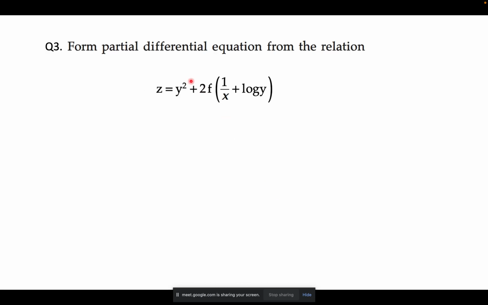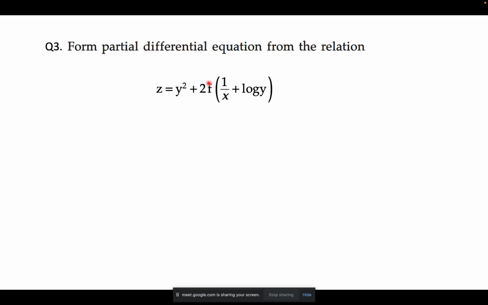Okay, so here in question 3, I have given one equation, which is z is equal to y square plus 2 times some function which is a function of both x and y. So you have a function f which is a function of 1 by x plus log y. Again, you see there are no constants involved in this equation. So what you need to do now is use the method of elimination of arbitrary functions.